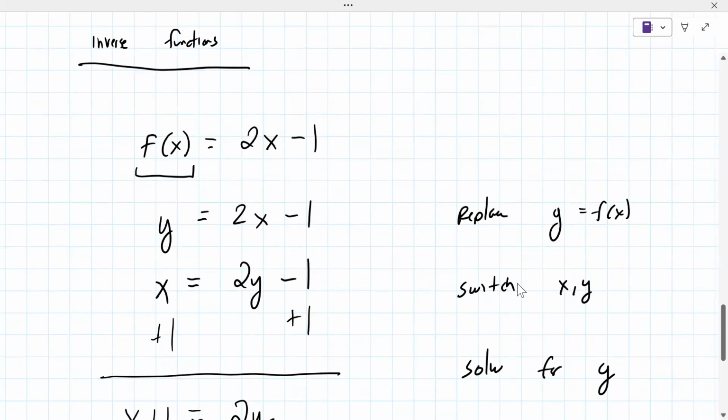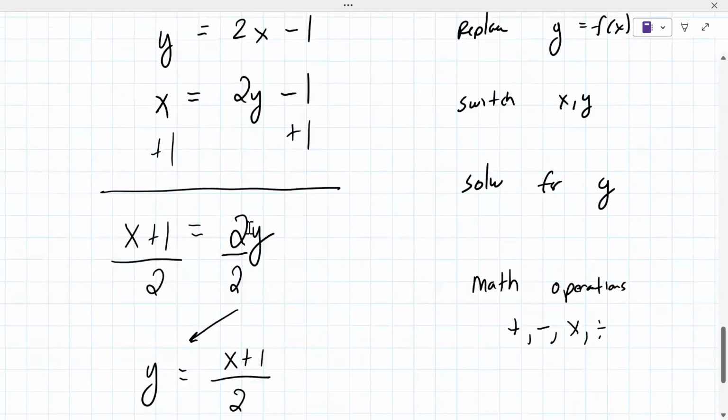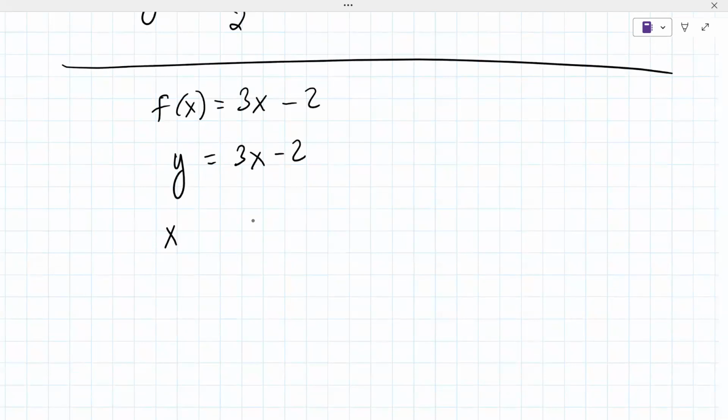Okay, what's the next thing? We switch x to y. Switch x to y. Yeah, and now you have to do what I told you, the addition. Alright, so I want you to solve for y.